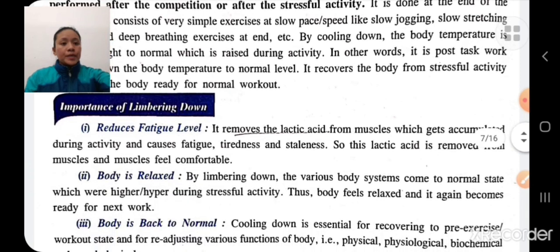Importance of limbering down. What are the importance? The first is reduce fatigue. If we do warming up, it's hard to reduce the fatigue, because limbering down helps to remove the lactic acid which forms in the muscles. By removing the lactic acid, our fatigue will be reduced.